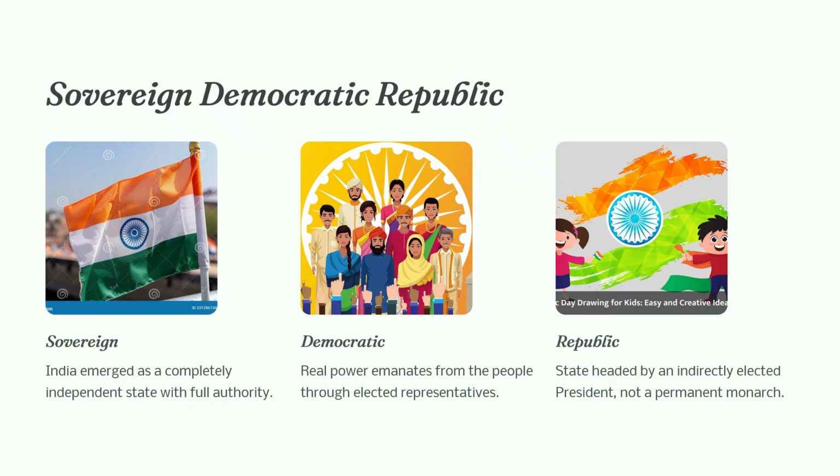Moving on to see the next one. Another feature is sovereign democratic republic. As you know, the preamble of the Constitution declares India to be a sovereign democratic republic. It's sovereign since India has emerged as a completely independent state. When we use the word democratic, it signifies that real power emanates from the people. And the word republic is used to denote that the state is headed not by a permanent head like the Queen of Britain, but by a president indirectly elected by the people.